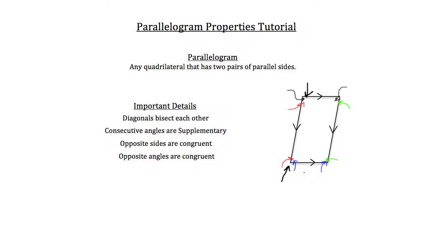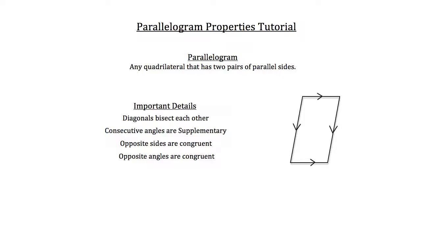And the blue arrows also add up to make 180 degrees. Those two angles right there indicated by the blue arrows. The two angles indicated by the green arrows also add up to be 180 degrees. And the two angles indicated by those two thin black arrows add up to be 180 degrees. They're supplementary as well. So consecutive angles are supplementary.